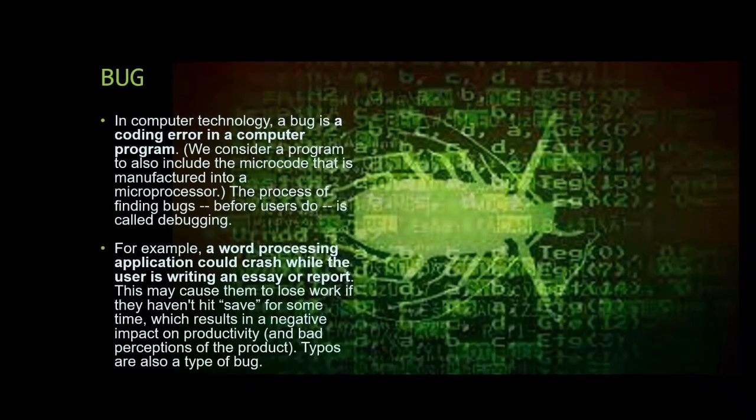Next is a bug. In computer technology, a bug is a coding error in a computer program. We consider a program to also include the microcode that is manufactured into a microprocessor. The process of finding bugs before users do is called debugging. For example, a word processing application could crash while the user is writing an essay or report. This may cause them to lose work if they haven't hit save for some time, which results in a negative impact on productivity and bad perceptions of the product. Typos are also a type of bug.